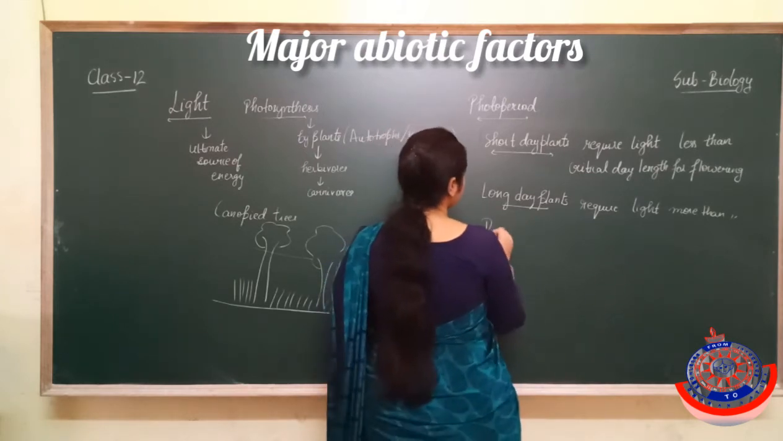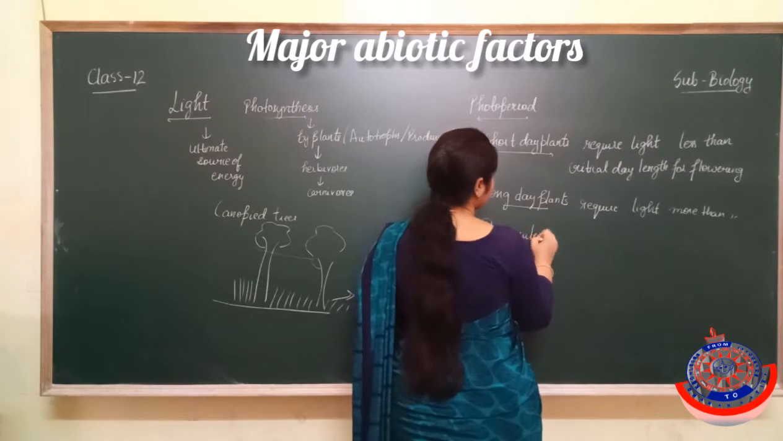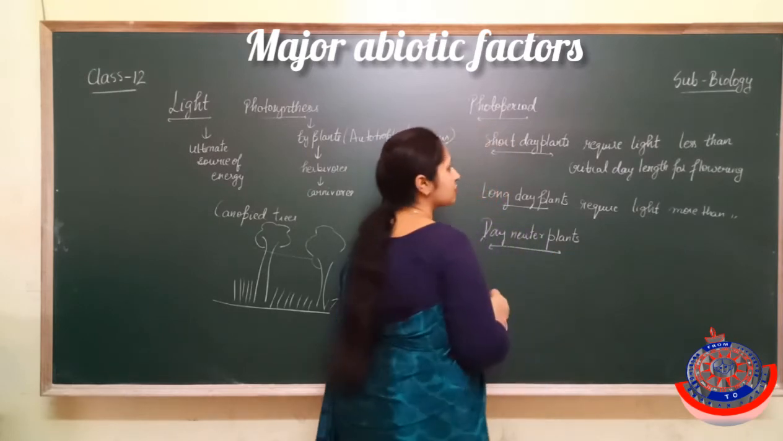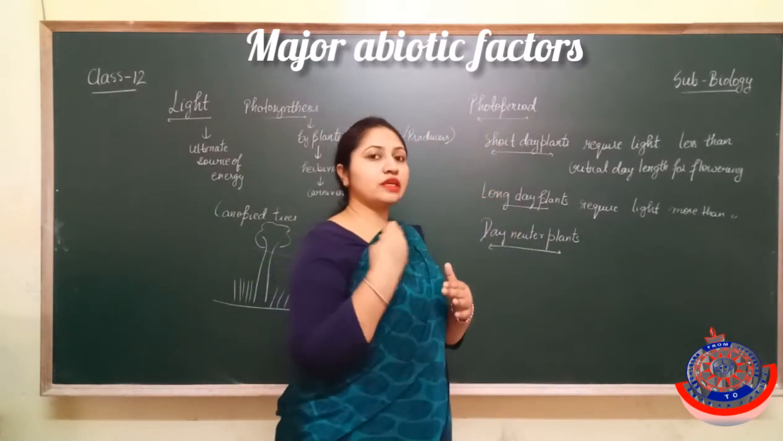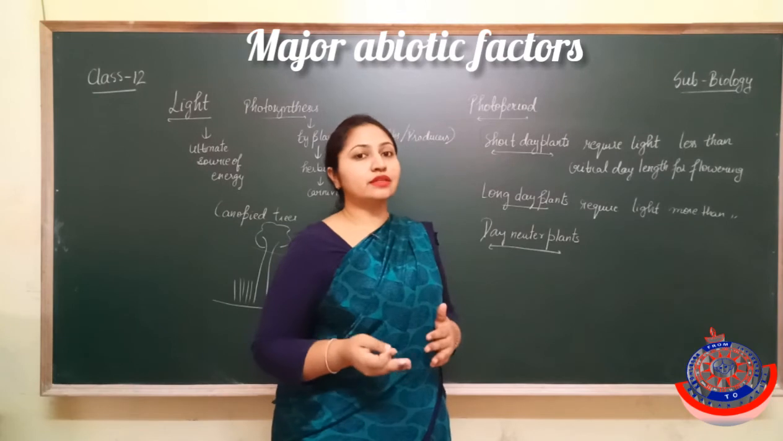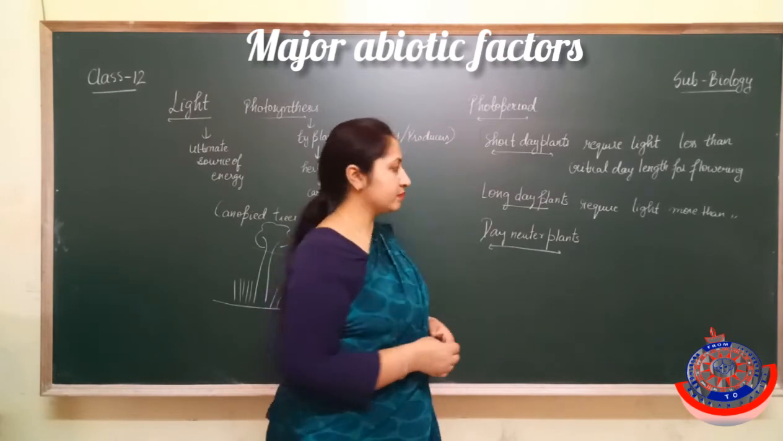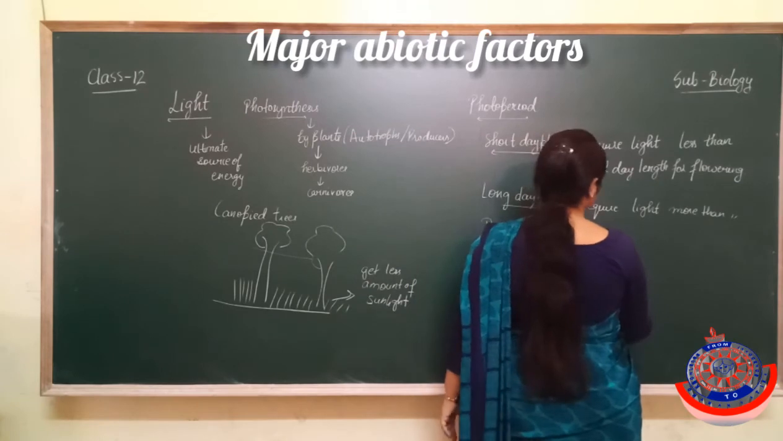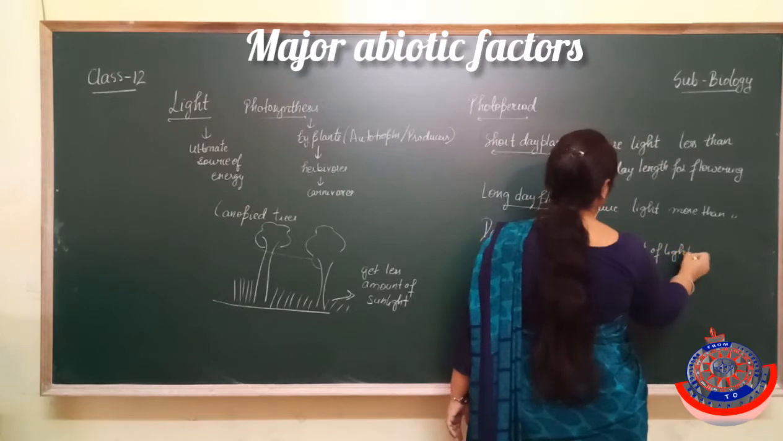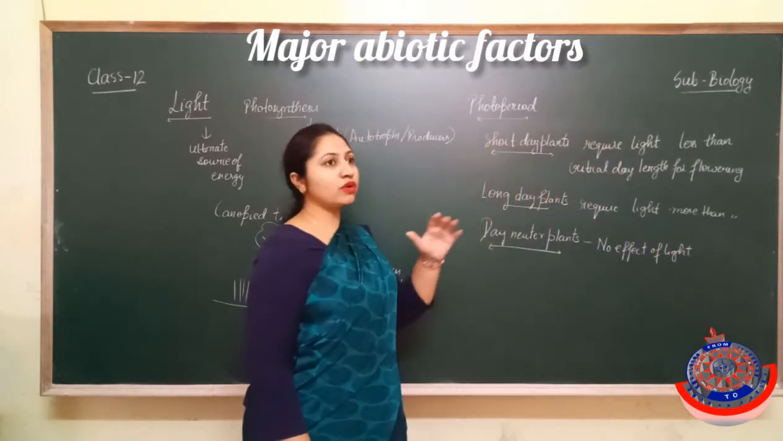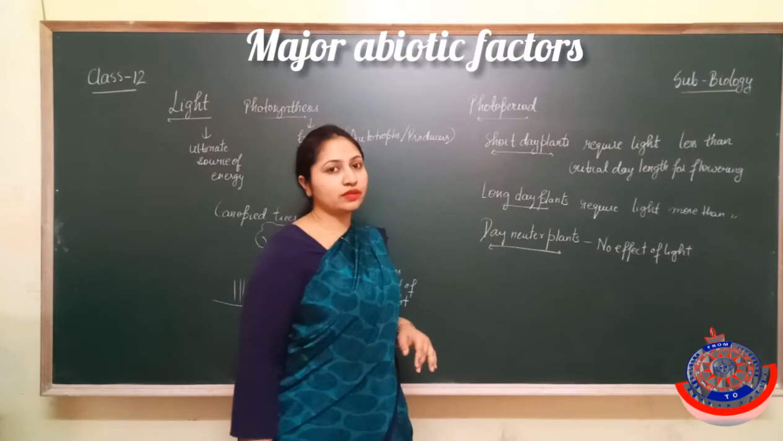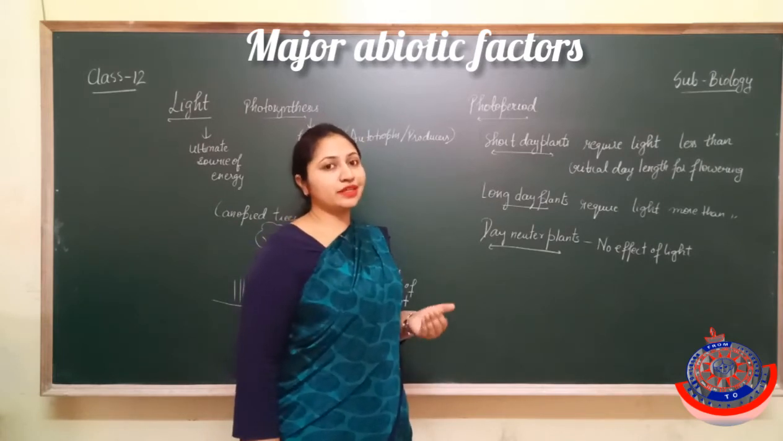Now next are day neutral plants. Day neutral plants means there is no effect of light: whether they get more than the critical day length or less than the critical day length, they show flowering. No effect of light, but it does not mean that they do not require light. They require light, but there is no particular limitation that they require less or more light compared with the critical day length.